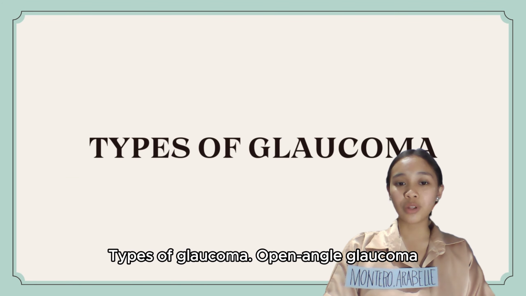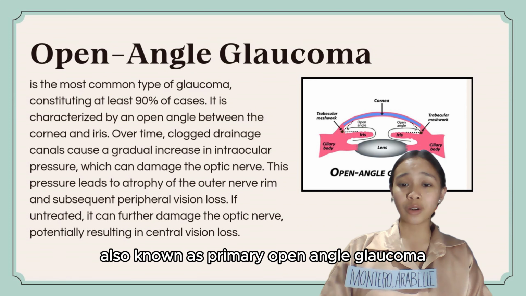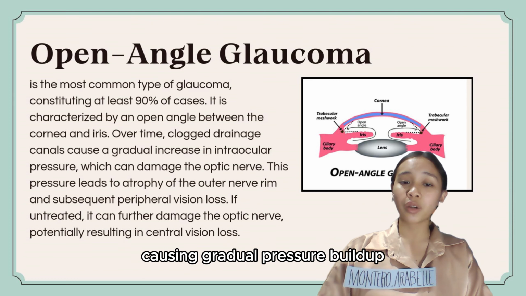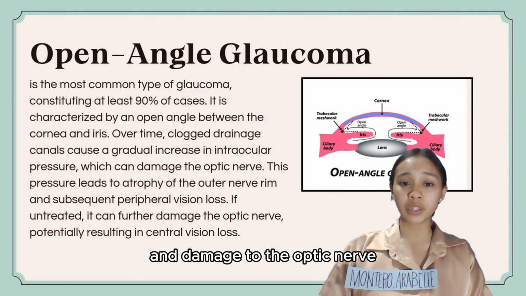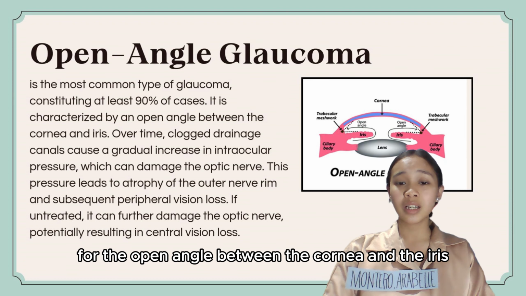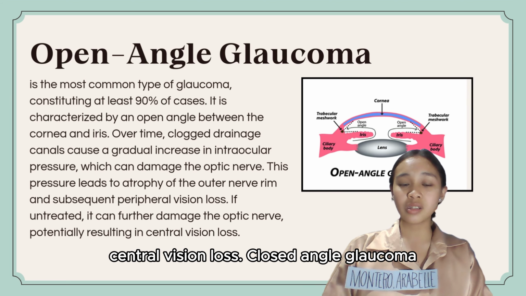Types of glaucoma. Open angle glaucoma, also known as primary open-angle glaucoma, is the most common type where the drainage canals become clogged, causing gradual pressure buildup and damage to the optic nerve. It is a lifelong condition named for the open angle between the cornea and the iris. This leads to peripheral vision loss and, if untreated, central vision loss.